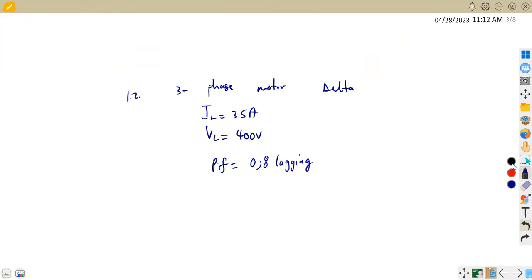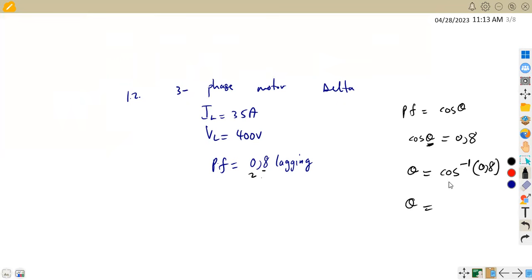That is lagging. From the power factor, we can determine the angle theta, because the power factor is equivalent to the cosine of theta. Meaning this power factor of 0.8 can be written as cos theta equals 0.8. So we can determine our theta. Remember from our mathematics, theta is equal to the arc cos of 0.8, which is shift cos on your calculator.